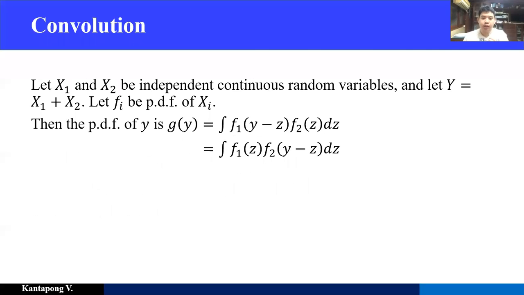So let's see. The special case of this one is called the convolution. Convolution is that we use the previous formula in order to find f1 of y minus c and f2 of c, and we integrate over all dc. It doesn't matter which one comes first, because we can show that it is equal to this formula.